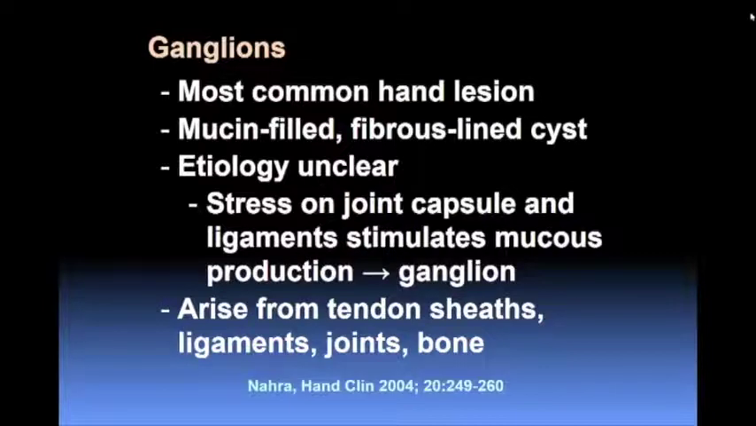The most common hand lesion that you're going to run into is a ganglion, and these are mucin-filled fibrous-lined cysts. They don't quite know what the etiology is, but it's often been purported that there's stress on a joint capsule or ligament that stimulates mucus production and leads to the formation of a ganglion. And these can arise all over the body. They can arise from tendon sheaths, ligaments, joints, or even bones. I recently saw a patient who had surgically proven ganglions on her tibia.